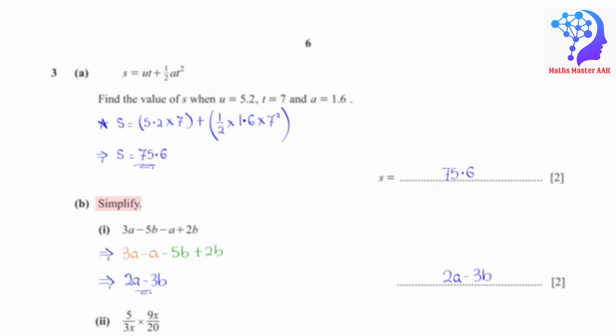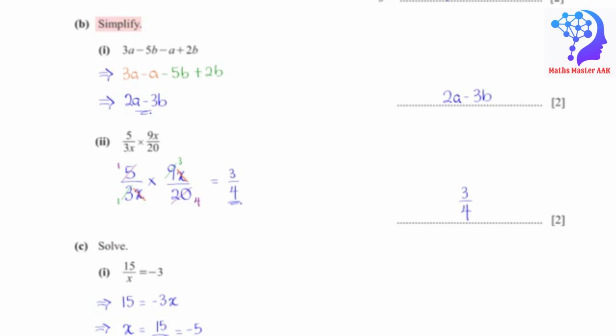Simplify 3a minus 5b minus a plus 2b. When we group like terms, 3a minus a gives us 2a, and minus 5b plus 2b is minus 3b. And so our final answer here is 2a minus 3b.